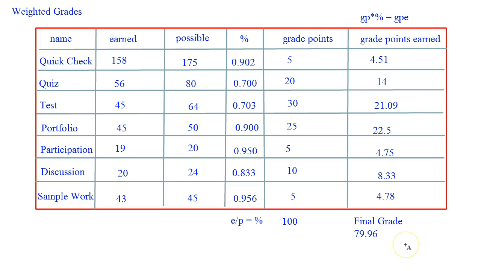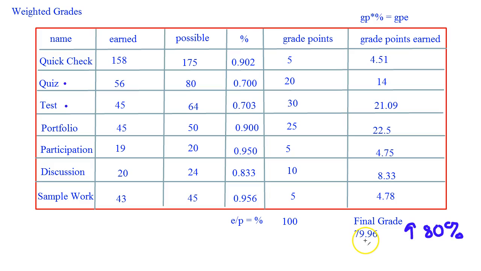Now, our system here at North Star automatically rounds it. Whatever numbers you see are already rounded up or down accordingly. So this one would definitely be rounded up to an 80%, which would be a B. So this person earned a B, even though they didn't do so hot on their quizzes or tests, they definitely did well on the others.